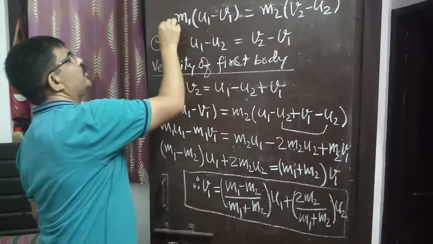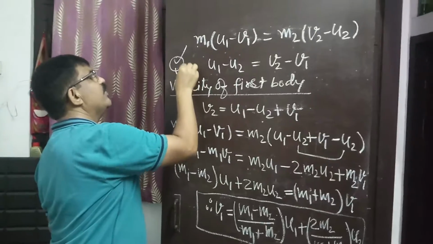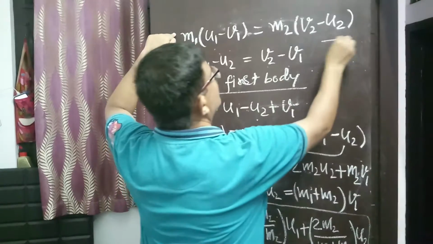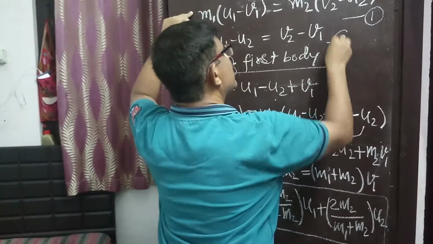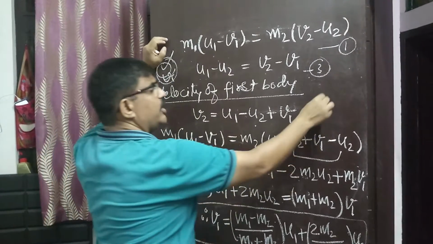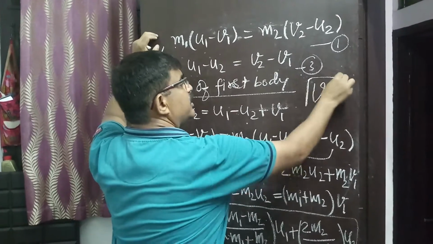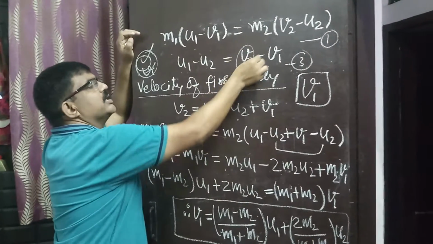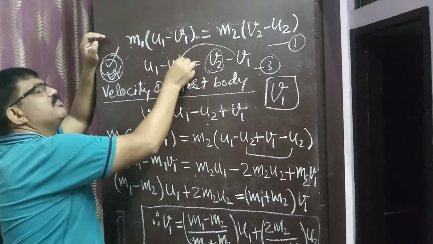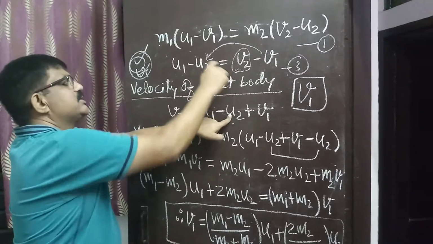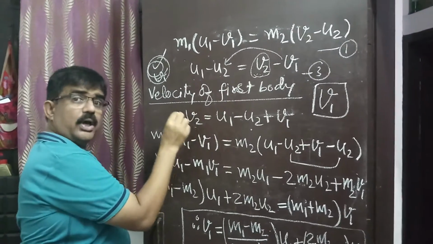So if we have to calculate the velocity of the first body after collision, the velocity of the first body is v1. To calculate this, we take the help of the first equation as well as equation number 3. Since we are calculating the velocity of the first body, that is v1, from this equation you calculate the value of v2. For this you bring this term to the left hand side. So u1 minus u2 plus v1, this is the value of v2.